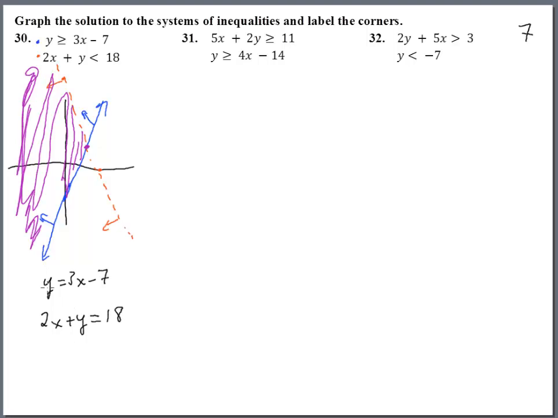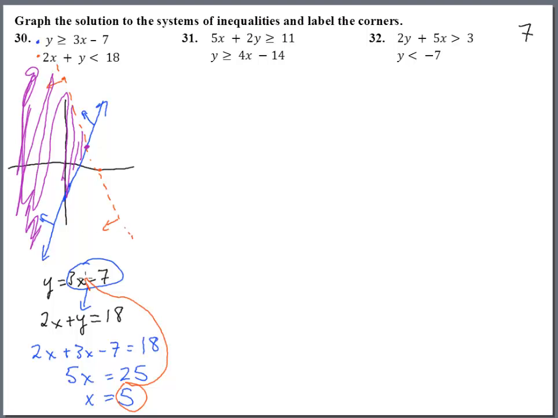Do we know how to do that? Of course we do. This is a system of equations. We have that y is already solved for, so we're going to take that and put it right in there, and we get 2x plus 3x minus 7 equals 18. That was substitution. We have 5x equals 25 when we add 7 over to the side, and then we get x equals 5. So we stick that back in, x equals 5, stick it back up in here, like that. Y equals 3 times 5 is 15, minus 7 is 8.